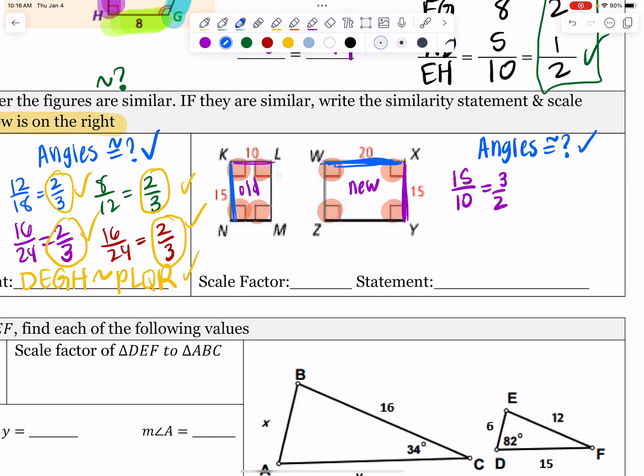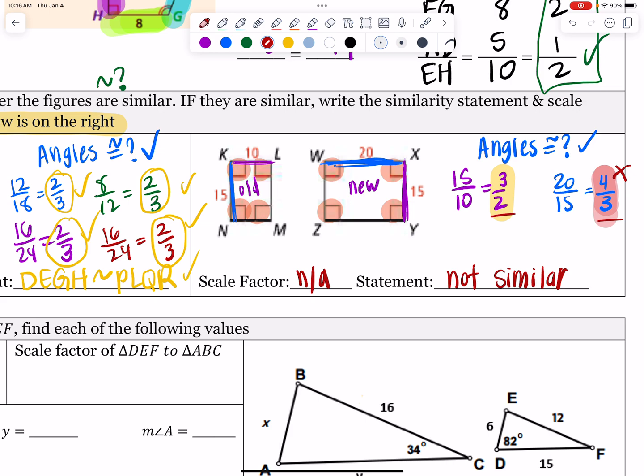Now let's check the blue pieces. New over old would be 20 over 15. Divide those both by 5, that's going to be 4/3. Well, since one of them reduces to 3/2 and the other one reduces to 4/3, we know that those sides are not changing proportionally. Since these are not the same, there is no similarity statement because they are not similar. That's not being changed proportionally. They're not similar, and so there's not going to be a scale factor associated.